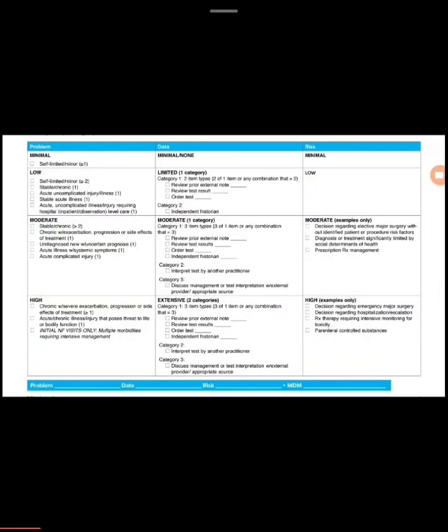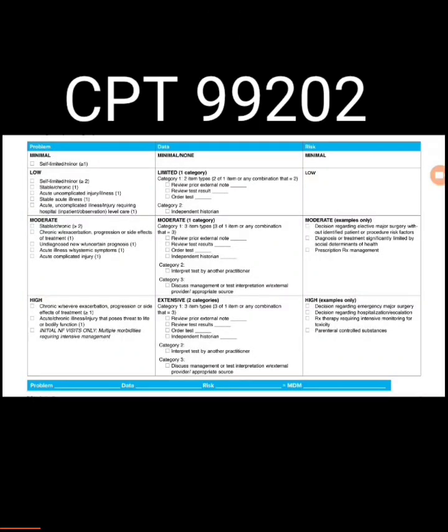In this video, we are going to talk about CPT code 99202. Now, this code is going to be for a new patient. It's very straightforward. It is a low medical decision type of appointment.